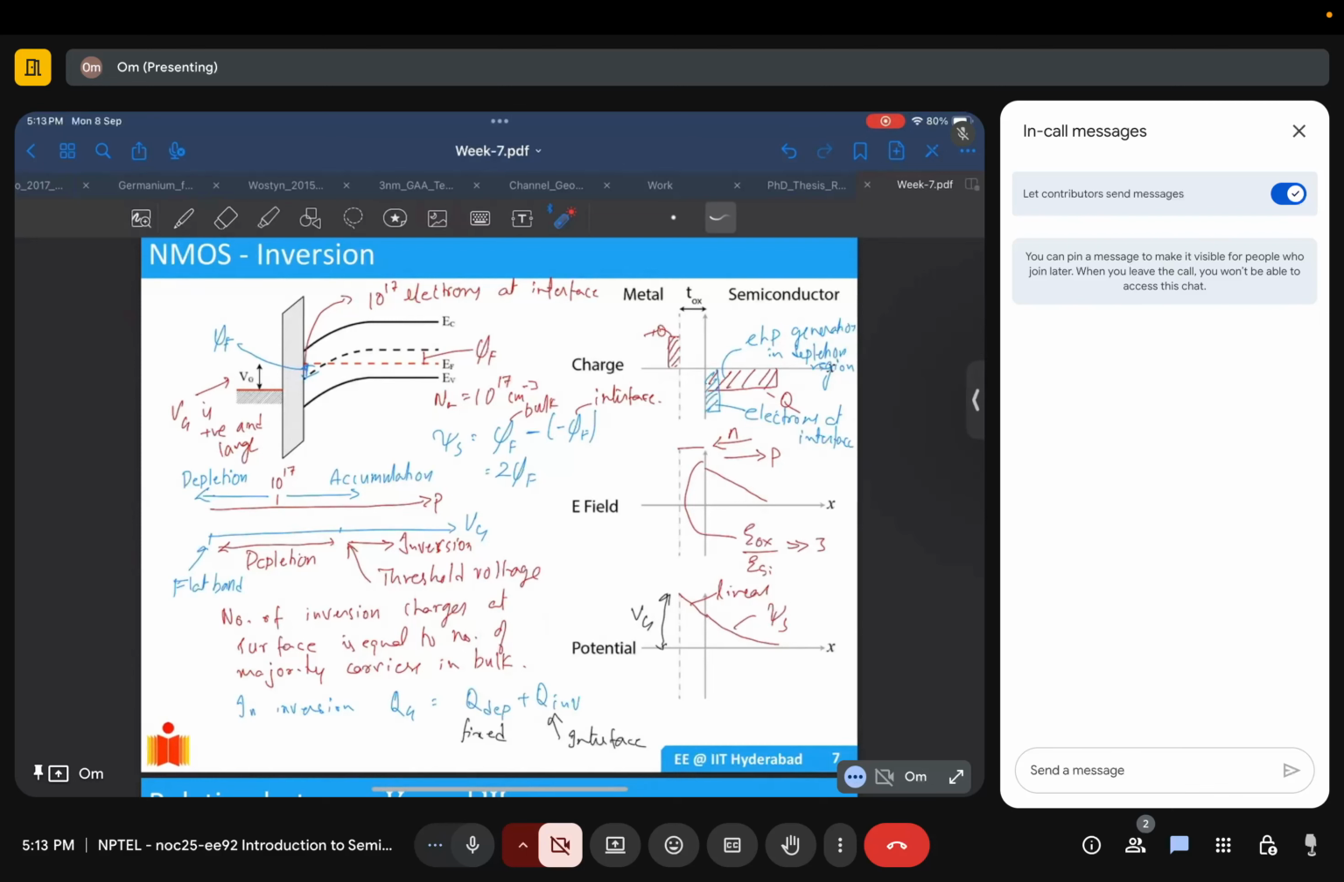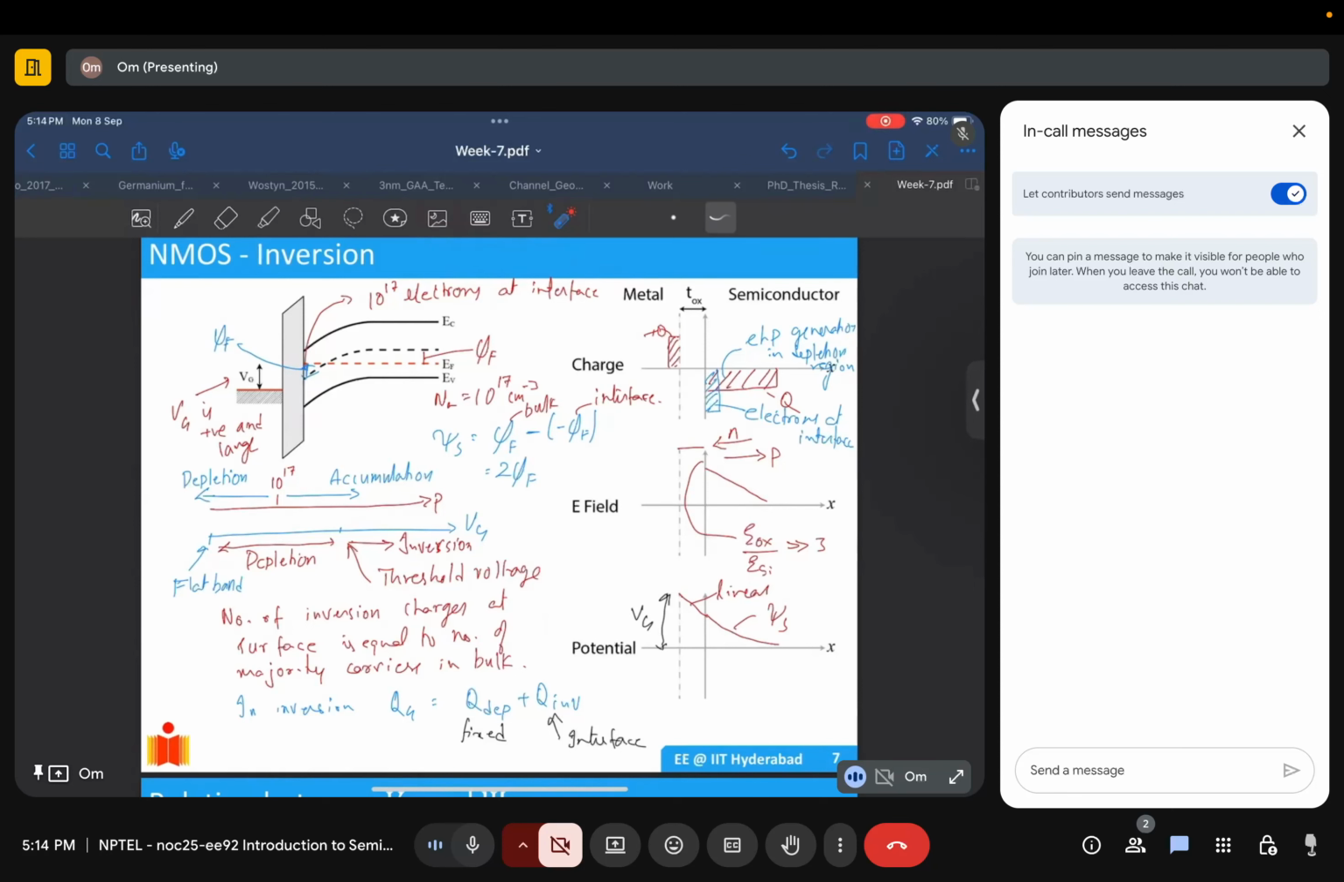Inversion is when you have applied a larger positive voltage, and in inversion, your psi s equals 2 times phi f, right? This is the essential condition so that you are inverting the channel. What it means is, this was a p-type substrate. Now you have brought in an equal number of electrons here at the surface, equivalent to the number of holes that were there in the bulk, right? So that essentially you have inverted the channel.